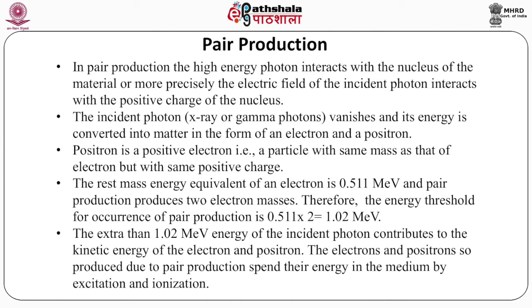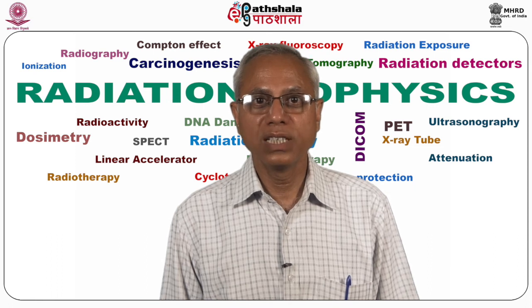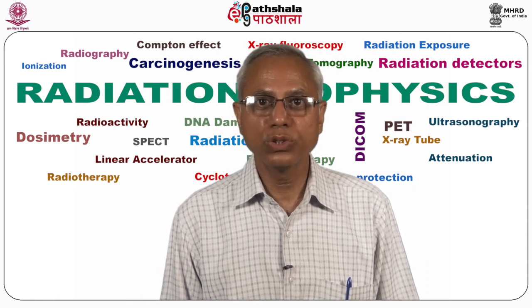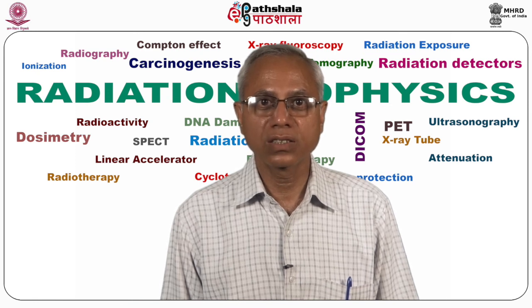The rest mass energy equivalent of an electron is 0.511 MeV and pair production produces 2 electron masses. Therefore, the energy threshold for occurrence of pair production is 0.511 multiplied by 2, which is equal to 1.02 MeV. It means no pair production can occur if the incident X-rays or photon has less than 1.02 MeV energy. The energy in excess of 1.02 MeV contributes to the kinetic energy of the electron and positron produced.